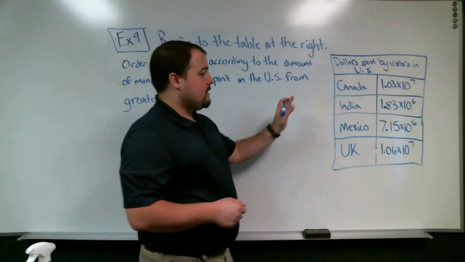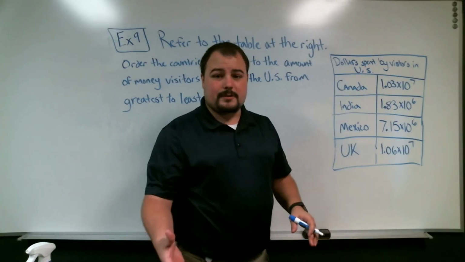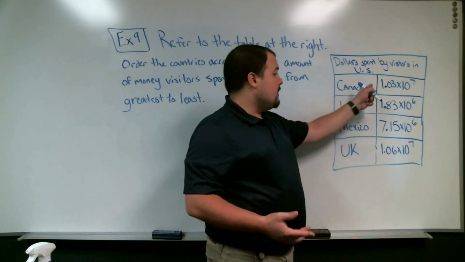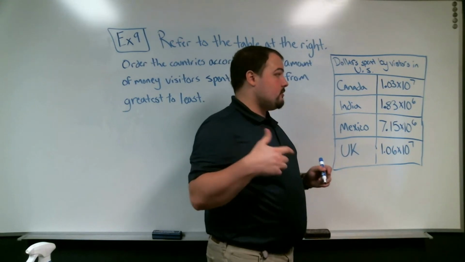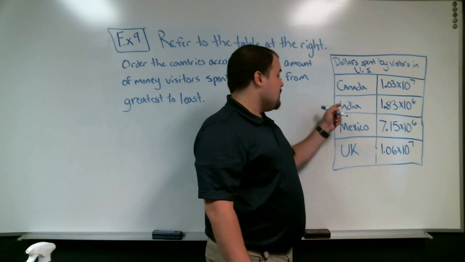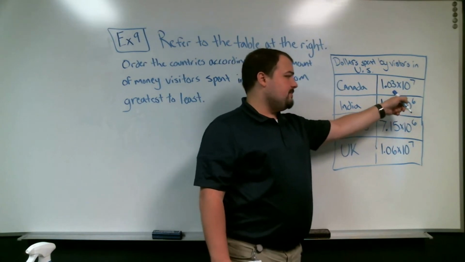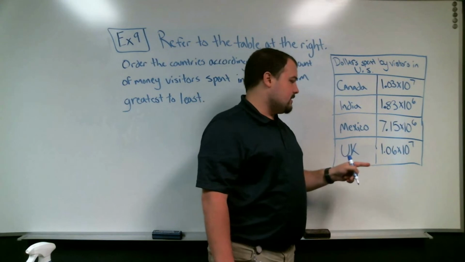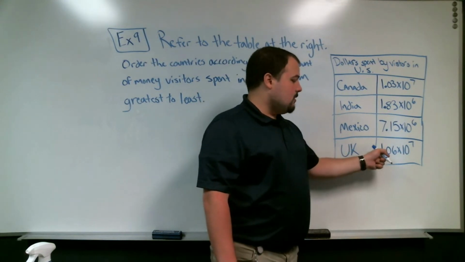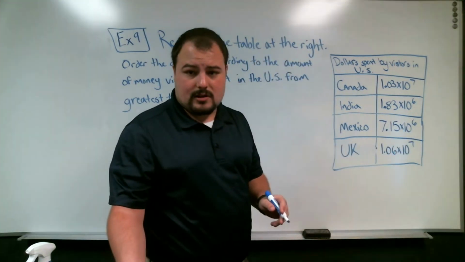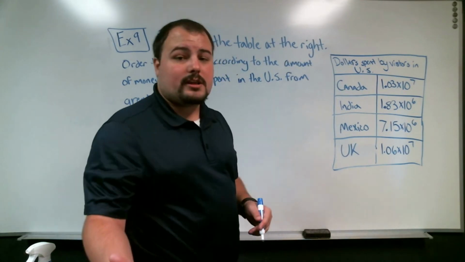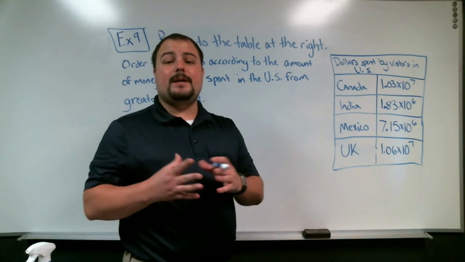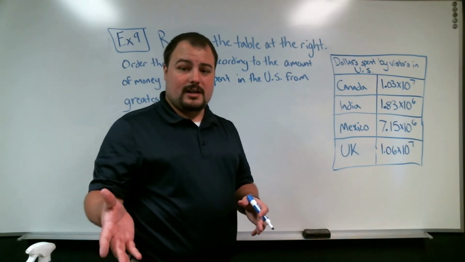So what we're going to do is look at these numbers and establish which one is the biggest number based on the fact that they're in scientific notation. So looking at Canada, they were 1.03 times 10 to the 7th power. India is 1.83 times 10 to the 6th power. Mexico is 7.15 times 10 to the 6th power, and the United Kingdom is 1.06 times 10 to the 7th power. So we have to look at those numbers and say, what's the biggest one? And we can easily establish which one is the biggest based on the exponent that goes with the decimal.